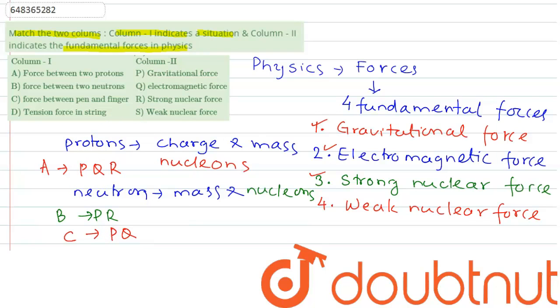Now we have the third, tension force in a string. Tension is nothing but due to some kind of force acting on a rope or a string. This force is due to maybe gravitation, and the force that is holding the string together, which is not breaking, is due to electromagnetic interaction. Also in option D we can write P and Q, that is electromagnetic and gravitational force, for tension.